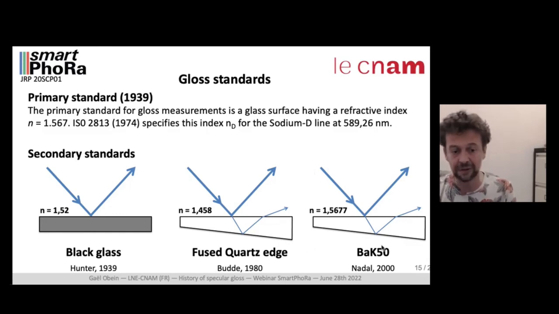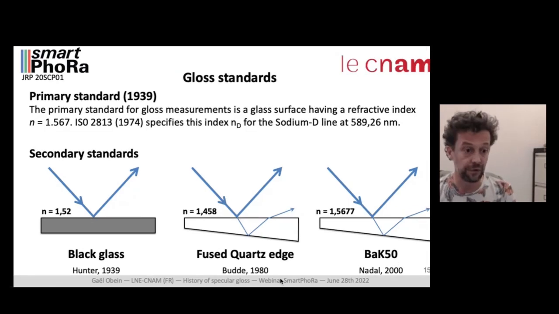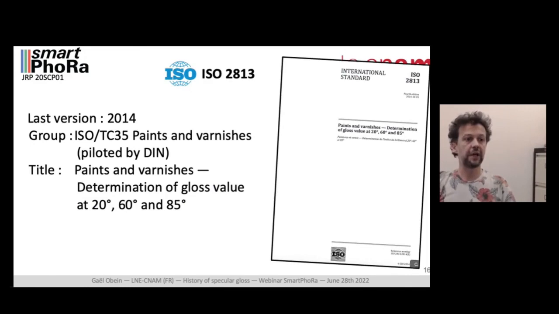And then later in 2000, Maria Nadal and Thompson proposed to use BAK50, and Clarence will talk about it, I guess, later. This is the same quality as the quartz wedge, but you have a refractive index that is almost that of the standard, so the correction is smaller. And we are here. That's almost all for the story.